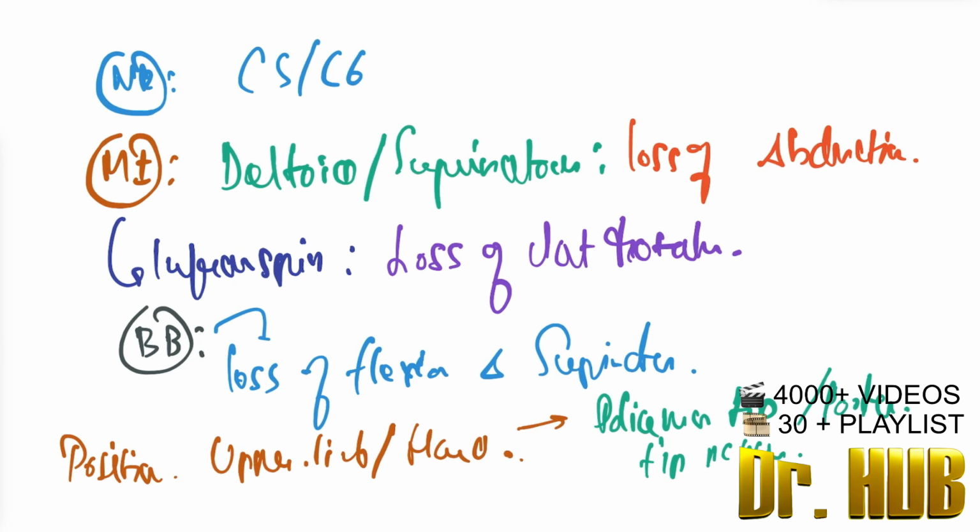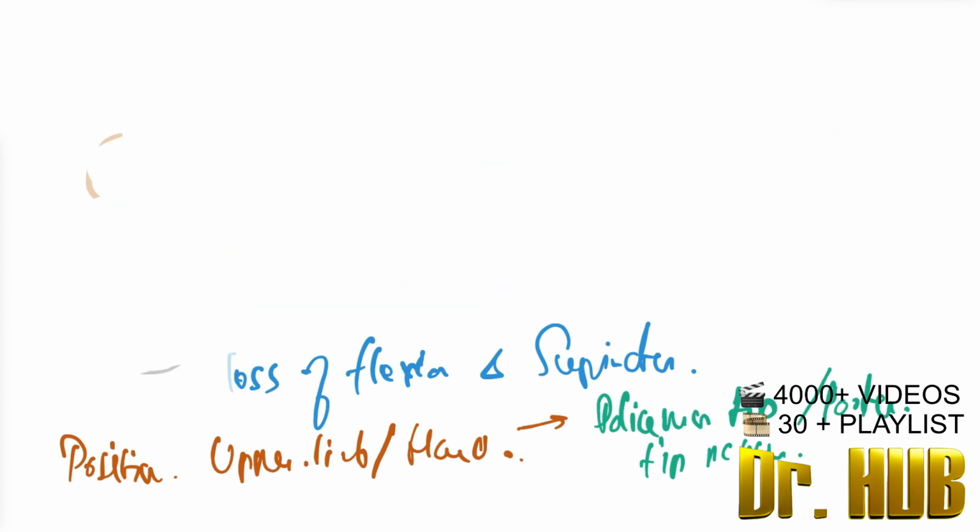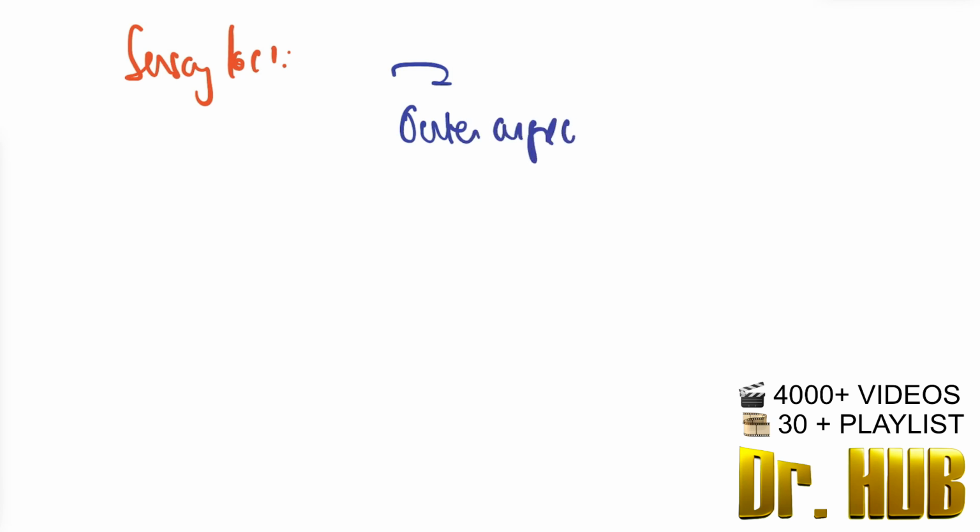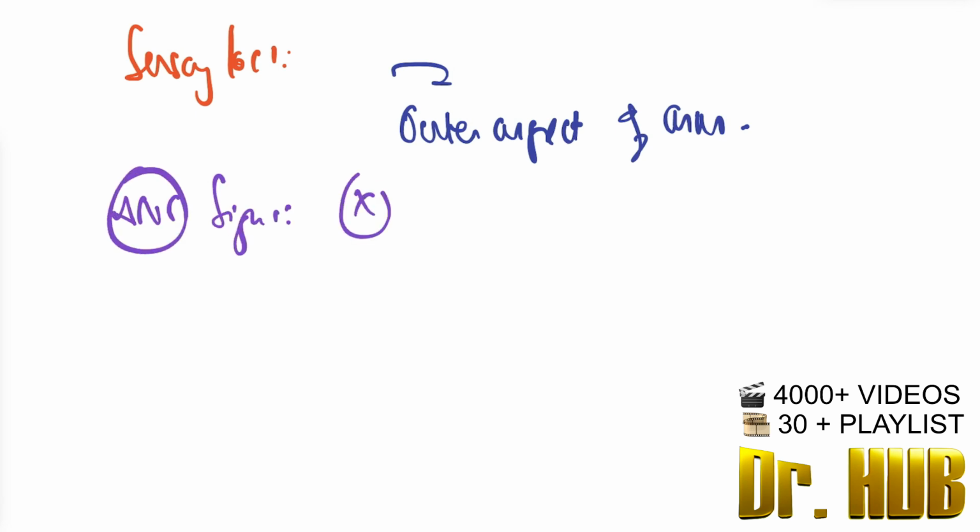And then we look at the sensory loss. Is sensory loss present or not? The sensory loss is seen in the outer aspect of the arm. Next we look at the ANS signs. ANS signs are totally absent.